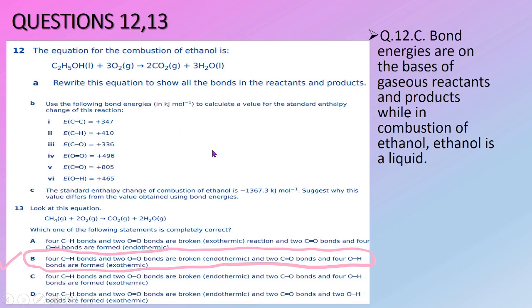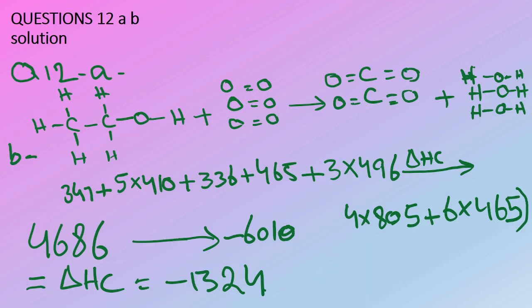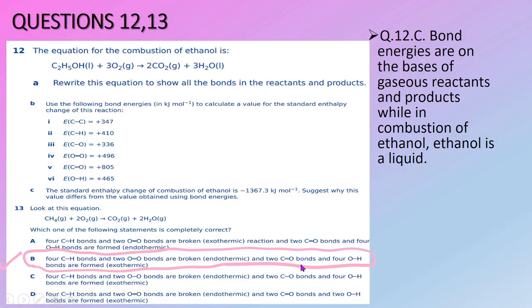Right. Now question number 12. For the question number 12, basically for A and B, we have the solution here. For the A, we just need to write down the equation like this in the bonding form. For the B, we need to put up the values, which I did just put the values here, and then find delta H C, which is minus 1324, sorry. Also for the 12, we have done the 12AB. For 12C, the bond energy is on the basis of the gaseous reactants and products, while in combustion of ethanol, ethanol is a liquid.